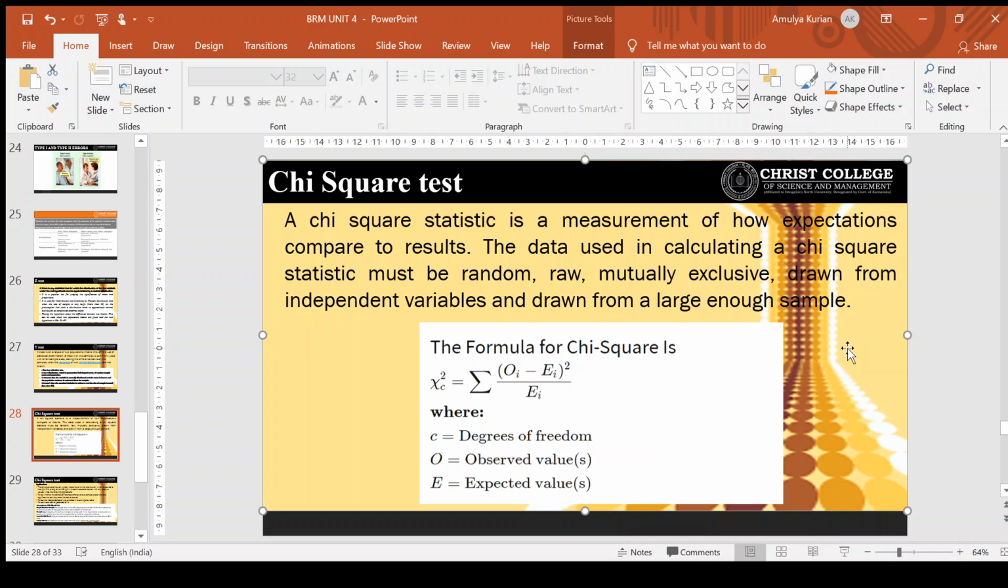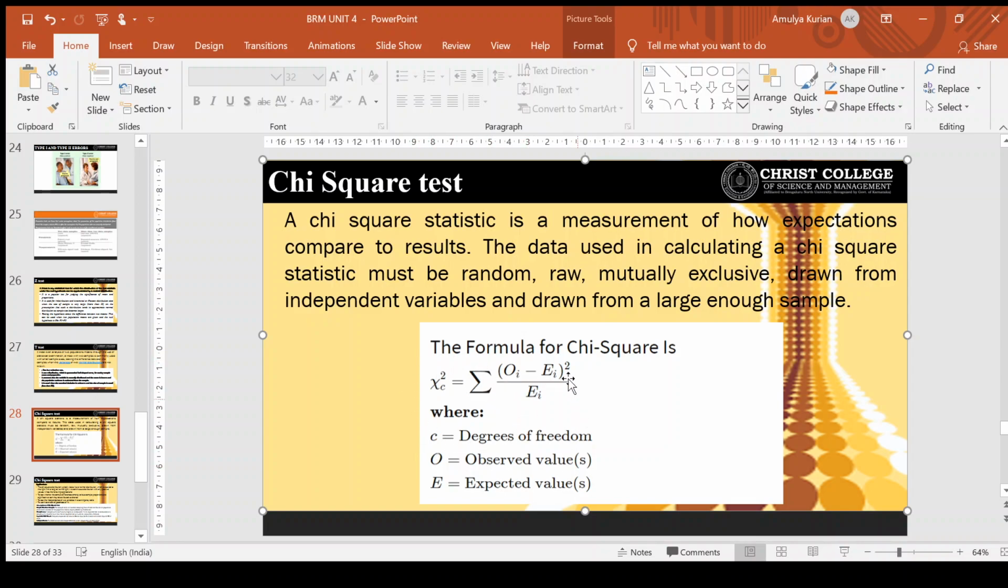That means if one occurs, the other can't happen. For example, mutually exclusive means tossing the coin. Either you can get head or tail. Okay, so that is mutually exclusive. If one is occurring, the other can't happen. So like tossing a dice, either 1, 2, 3, 4, 5 or 6 can happen, but all can never happen together, and it is drawn from independent variable. Okay, so that is about the chi-square.